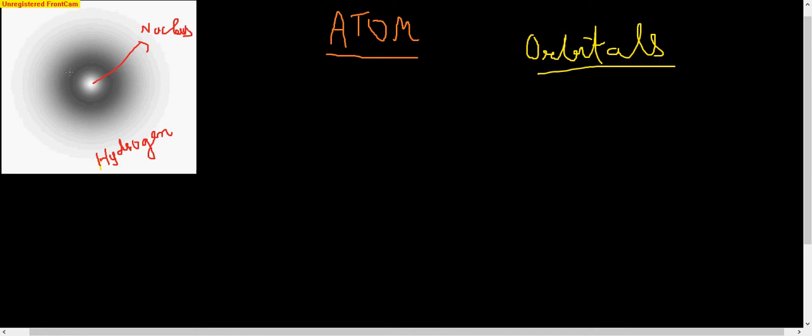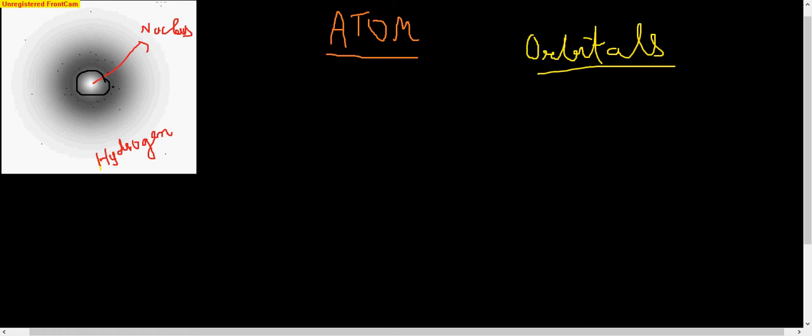So in hydrogen, the electron can be here, here, here, or maybe even here. But as it gets closer to the center, the density increases, and that's why you can see it's more black over here and less black over there. The probability of finding an electron over here is very low, that's why it's white, whereas the probability is maximum over here, that's why it's very black. That is the basic idea of an orbital.